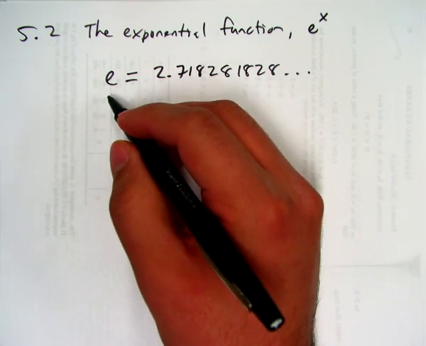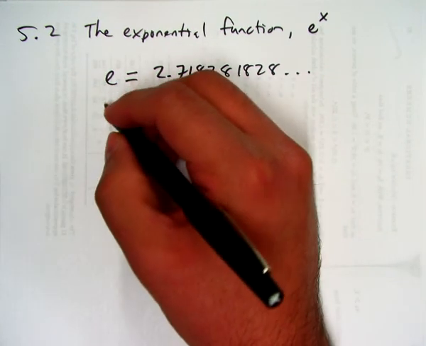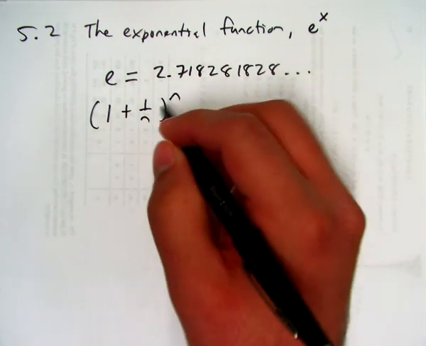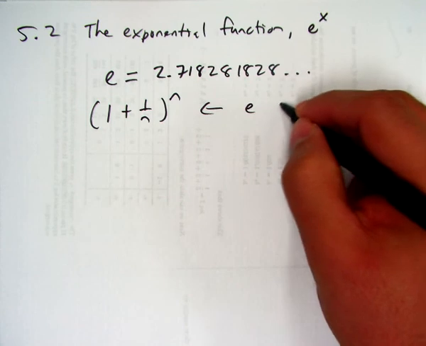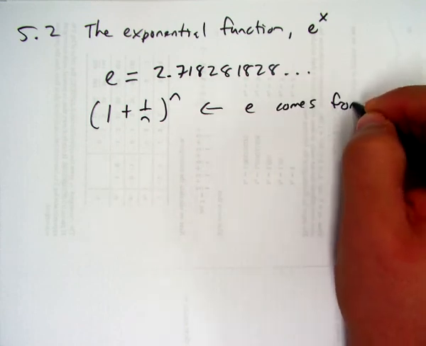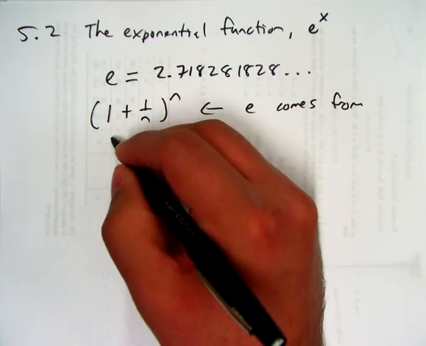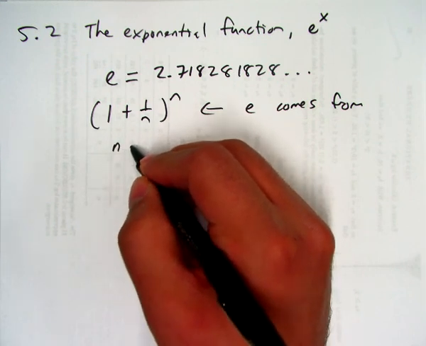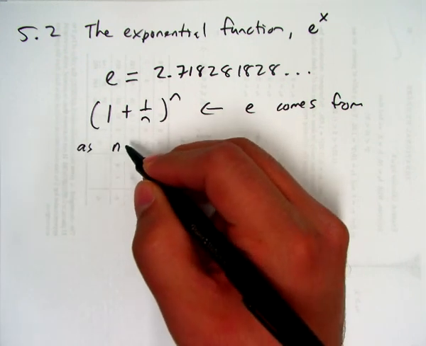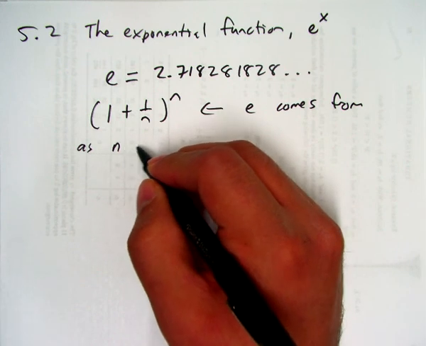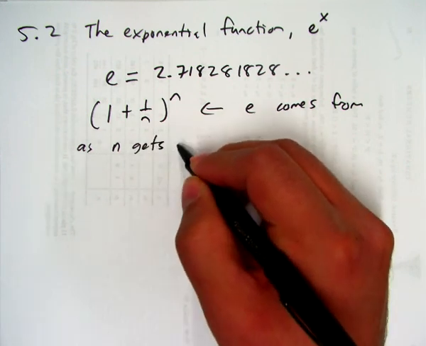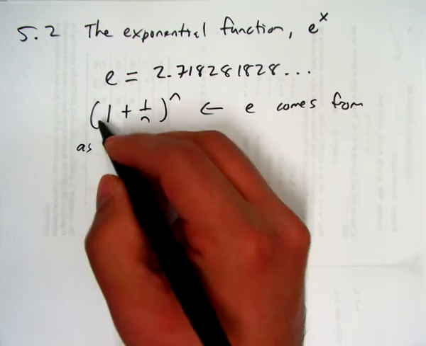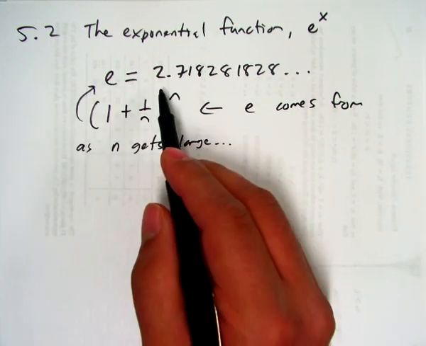This e is actually calculated by taking the expression 1 plus 1 over n to the n. So this is where e comes from. And then what you do is you make n get larger and larger. So if you plug in like 1,000, 10,000, a million, and so on, as n gets really large, this actually becomes e, which is about 2.718.